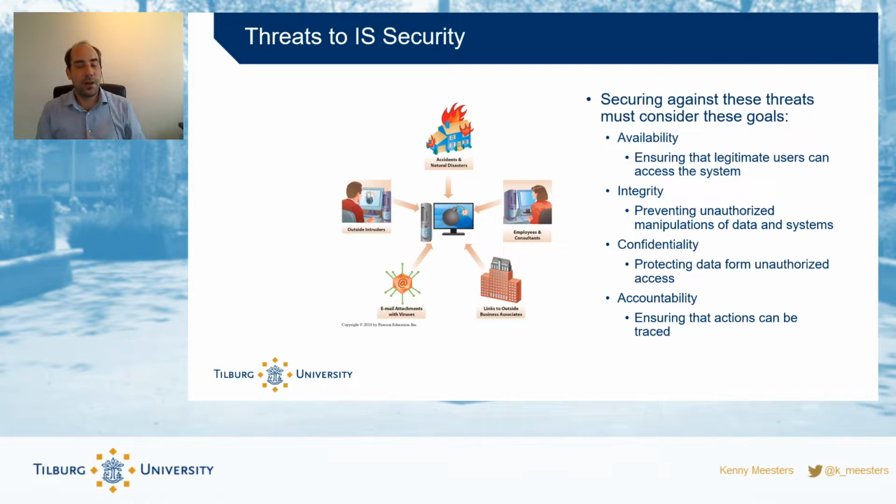And then a final goal that you think about is accountability. So how do you make sure that you can trace back what has happened? If some change has been made, can you see who has made that happen? So that's accountability, and part of that is auditing, tracking changes that have been made to the system, and making sure that there is verification.